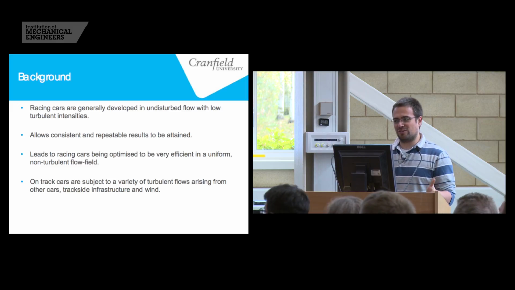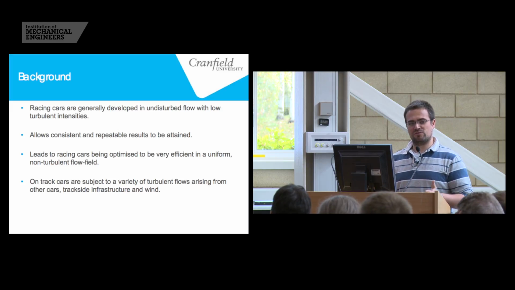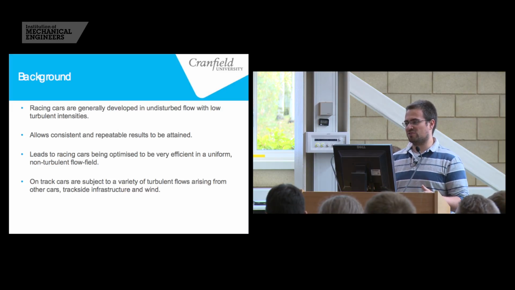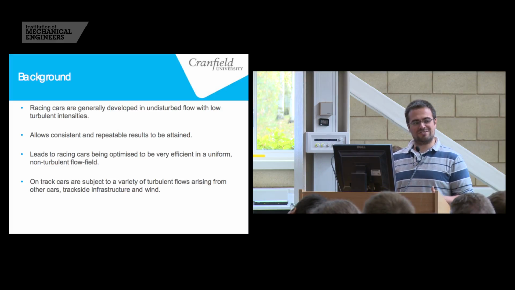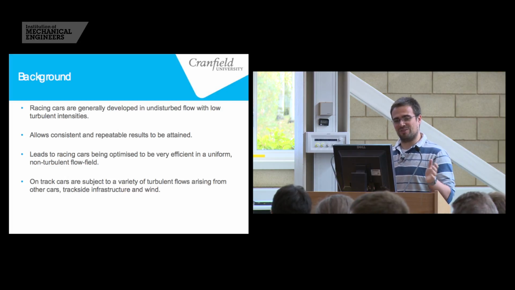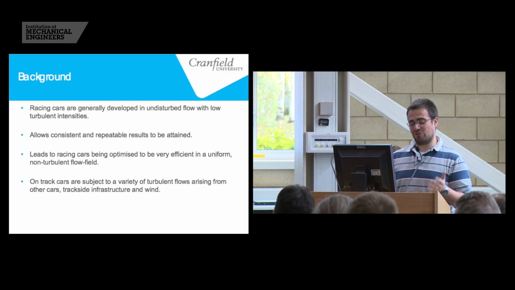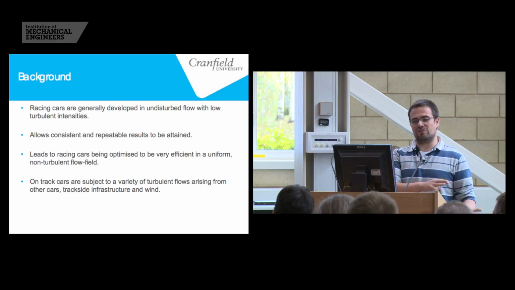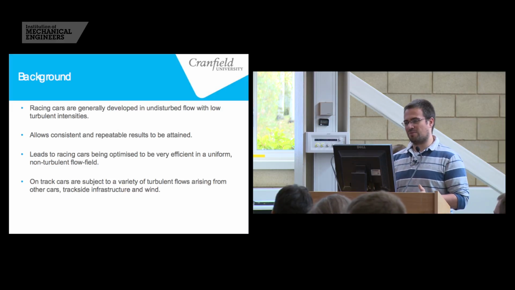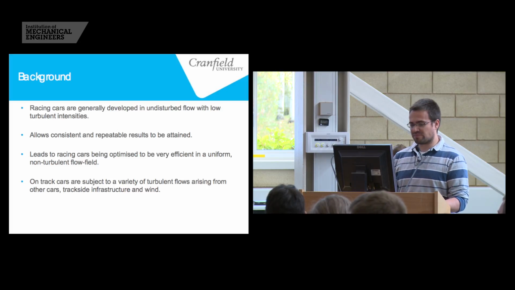So race cars are generally designed in wind tunnels, which are generally undisturbed flows with very low turbulence intensities, which really allows for very consistent and repeatable results. The problem is the car is optimized to work under those conditions. When you reach a track, you actually have other cars on the track, you have wind, you have different parameters. You might even have thermal boundary layers close to the ground. So different things happen on the track that aren't easy to replicate in the wind tunnel.